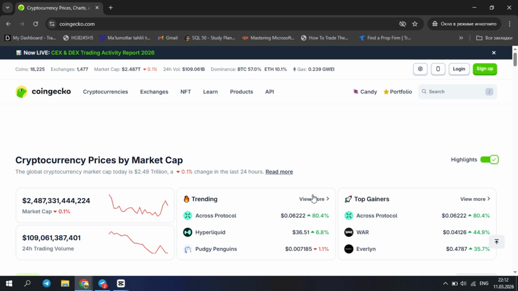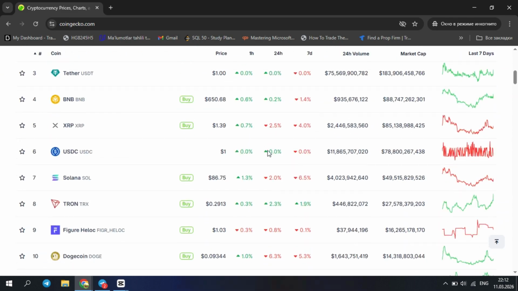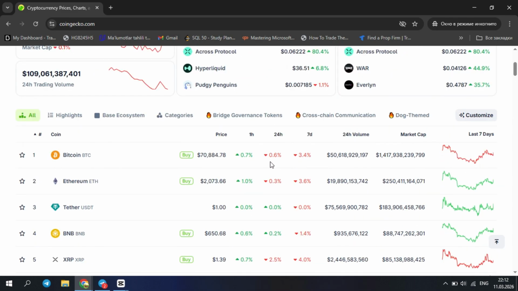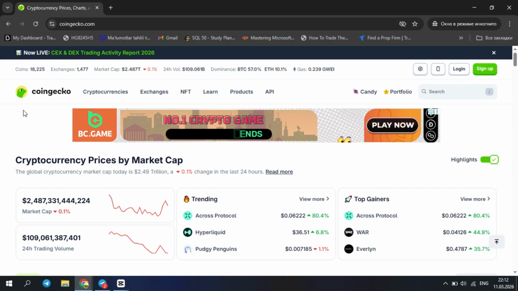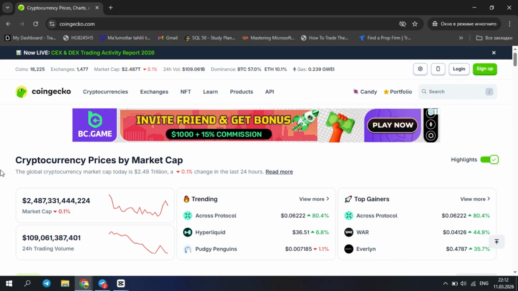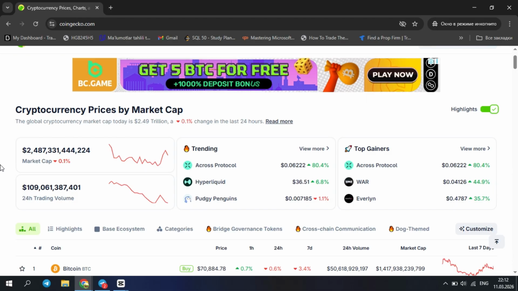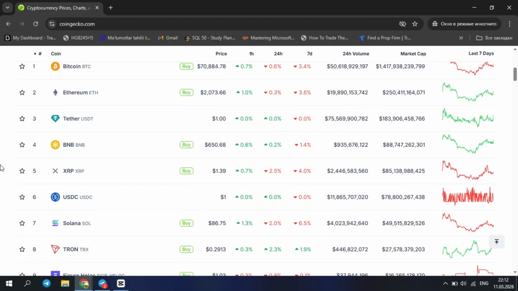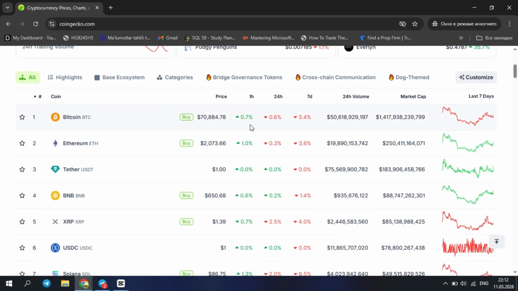CoinGecko is one of the largest cryptocurrency data platforms in the world. It was founded in 2014 and provides detailed information about thousands of cryptocurrencies. Instead of letting you trade crypto, CoinGecko focuses on data and analytics. On this platform, you can see cryptocurrency prices, market capitalization, trading volume, price charts, exchange information. This makes CoinGecko an essential tool for investors, traders, and researchers in the crypto market.